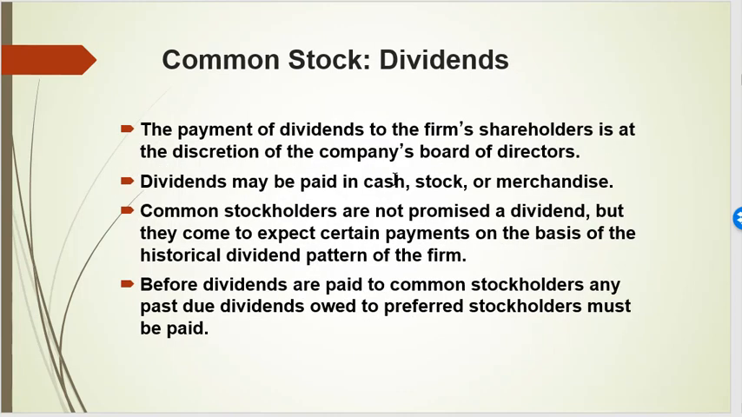So finally, if we think a little bit about, again, characteristics, you know that companies pay dividends. Most of them are paid in cash. There are, however, sometimes stock and merchandise dividends. But here's the important point to understand: the common stockholders are not promised a dividend. They expect certain payments based on the history of the company, but they are not promised this.